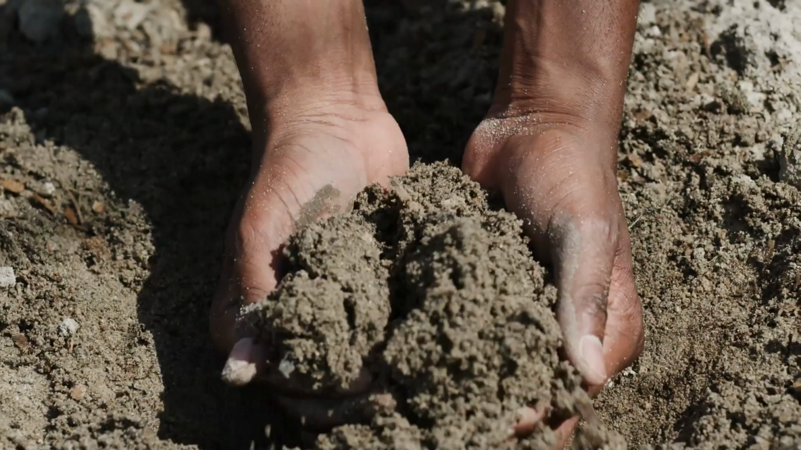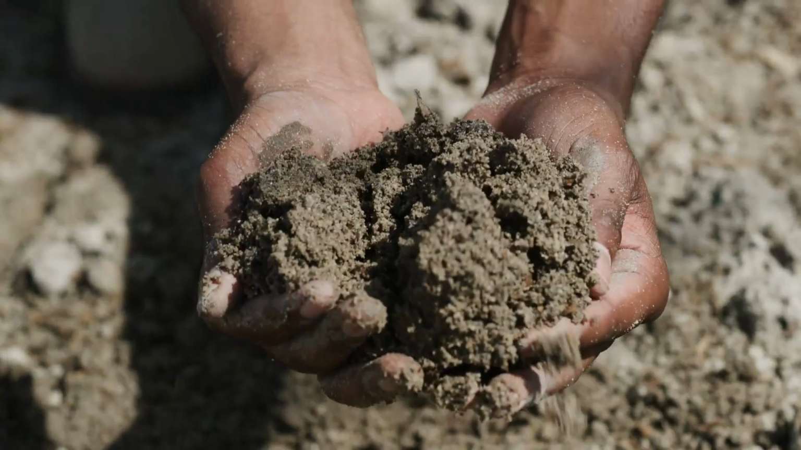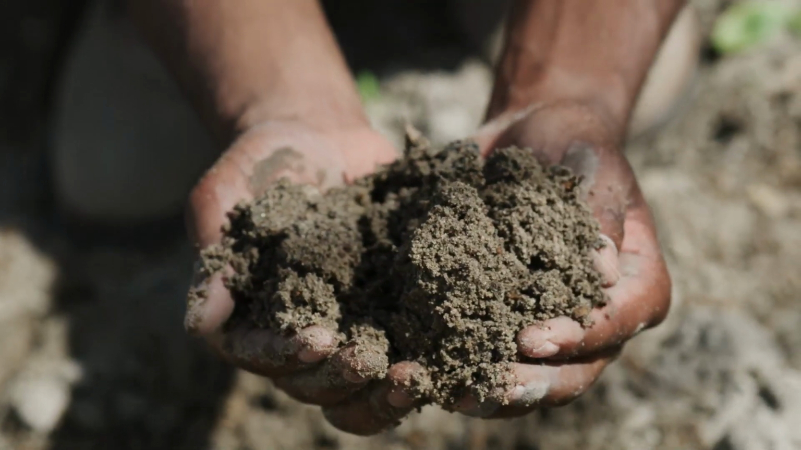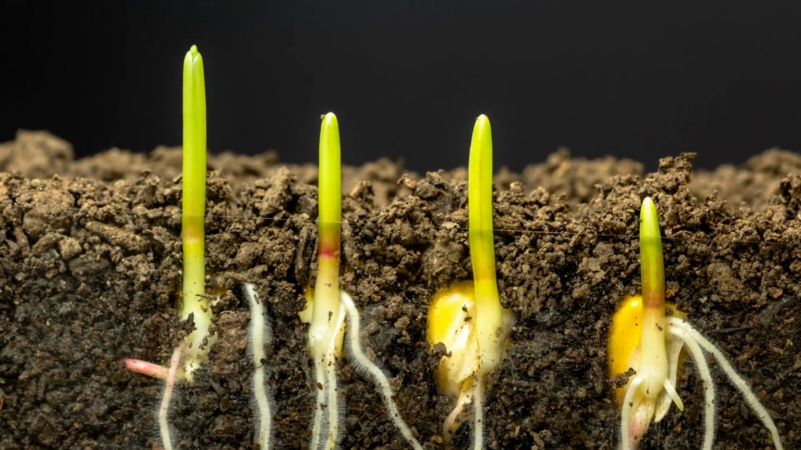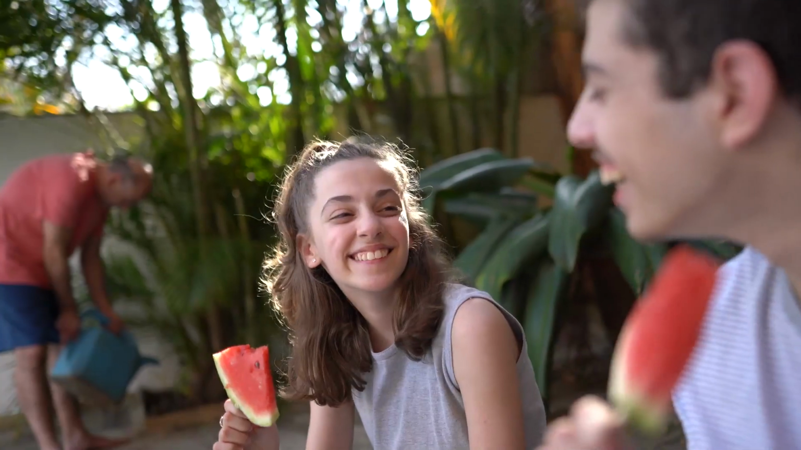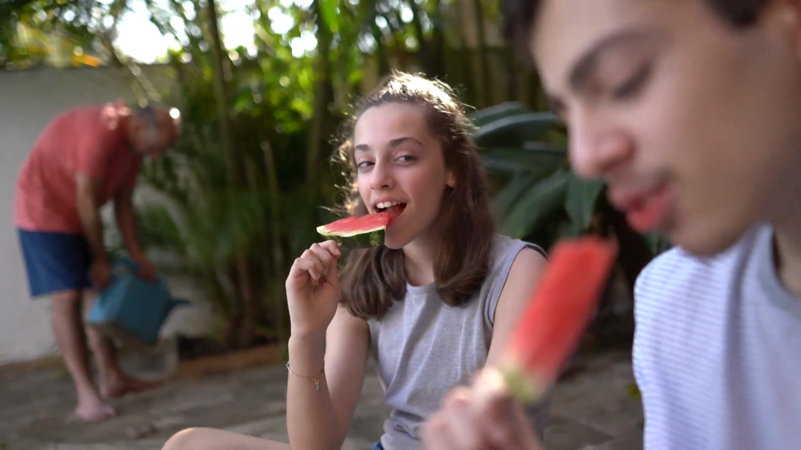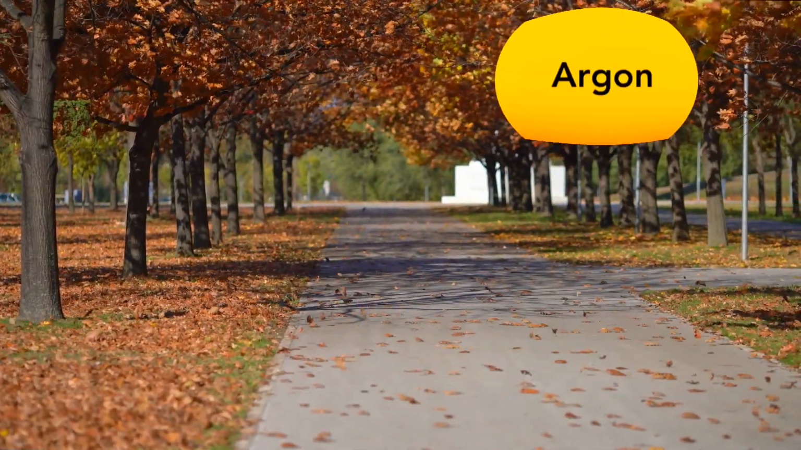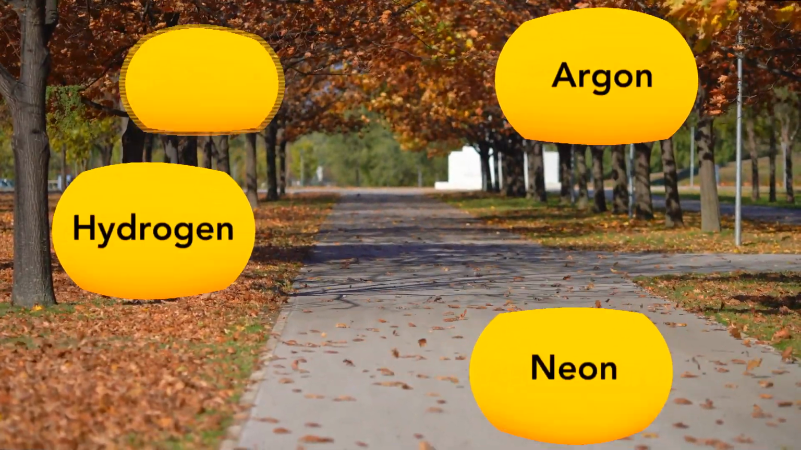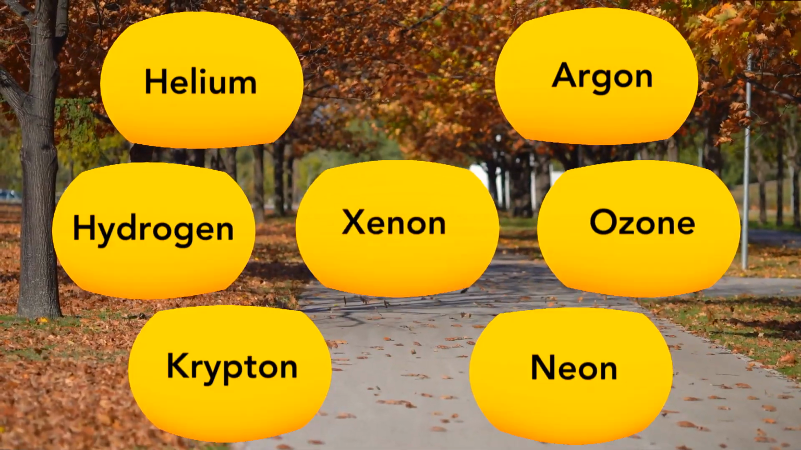Nitrogen-fixing bacteria do this by absorbing nitrogen from the air, converting it, and depositing it into the soil. Plants then absorb the converted nitrogen and use it as a nutrient to grow. When people and animals eat nitrogen-rich plants, it helps to develop strong bones and muscles. Other gases found in the atmosphere are argon, hydrogen, neon, helium, krypton, ozone, and xenon.